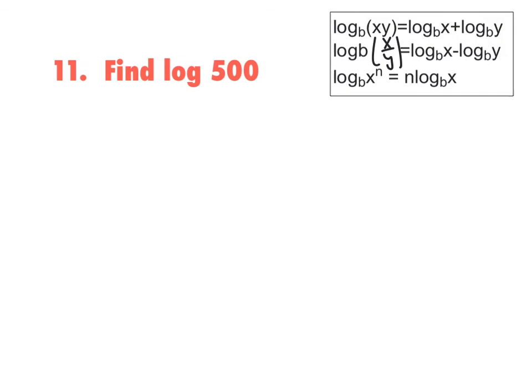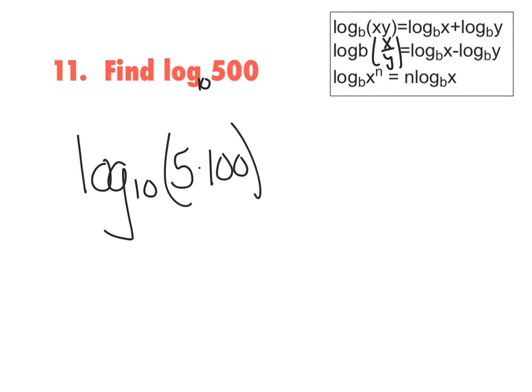Alright, log of 500. So again, here's where you got to be smart and say there's no base, so you know that there is a base of 10. Put your own 10 in there. And now you can apply any one of these you want. You can write it as a product, a quotient, or a power. Right off the top of my head, I think of 100 times 5, so that's what I'm going to use. 5 times 100, so I'm replacing it, and now I'm going to, it's called expanding when you use these properties.